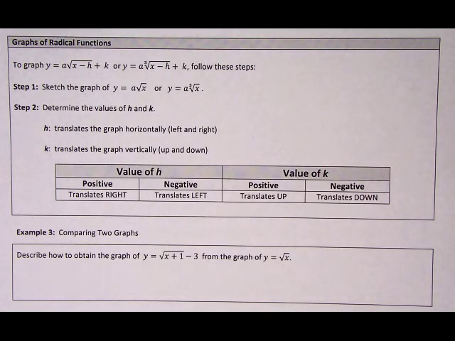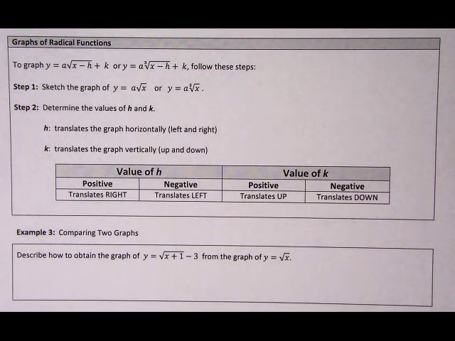Okay, so just like any of your graphs, like your lines with your slope and your y-intercept and your quadratics, you can shift your graph all over your coordinate plane, shifting it up, down, left, or right. So we're going to talk very quickly about how we can graph our radical functions and how we can use our values to determine how our original graph shifts. So to graph a function, y equals a square root of x minus h plus k, or y equals a times the cube root of x minus h plus k, follow these following steps.